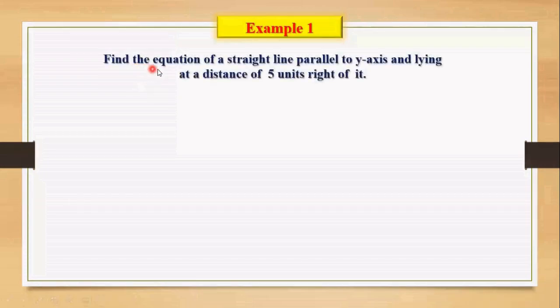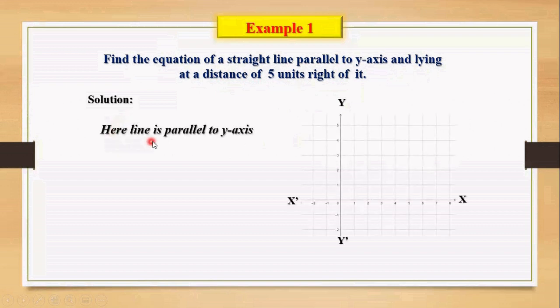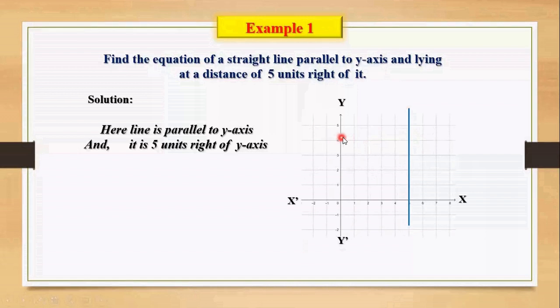Now let's use it to solve the problems related to straight lines. Example 1. Find the equation of a straight line parallel to y-axis and lying at a distance of 5 units right of it. Here there are two conditions given. The first one is the line is parallel to y-axis and the second is the line is 5 units right of y-axis. Let's draw the straight line according to these conditions. This line is at a distance of 5 units here. So the distance from y-axis to the line is 5 units. This is the value of a here.